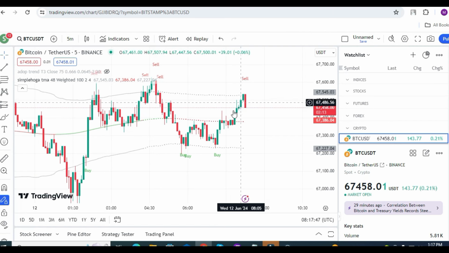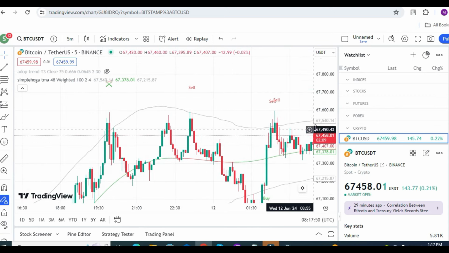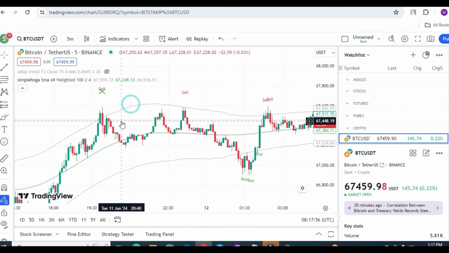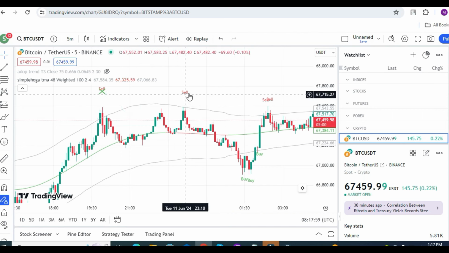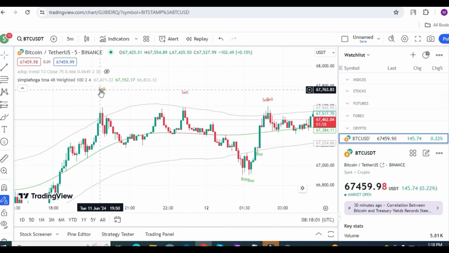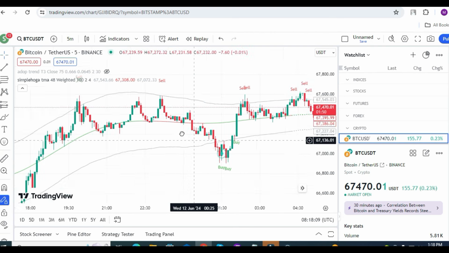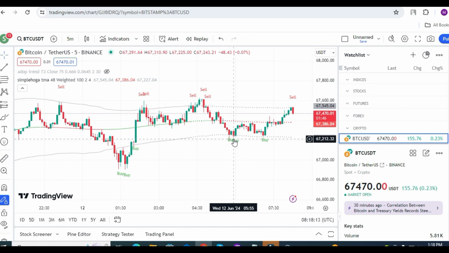So what was the magic here? You can see the Simple Hoga TMA indicator is giving you signals with the cross, and it gives you simple sell signals, but some sell signals with the cross. Sell signal with the cross means do not go for the sell trade. When you get only a simple sell signal, you can go for the sell trade. Book your profit on the buy signal, book your profit on the sell signal, book your profit on the buy signal.